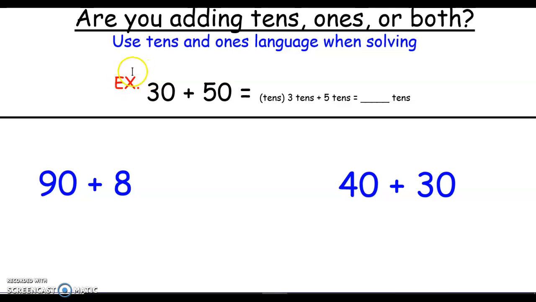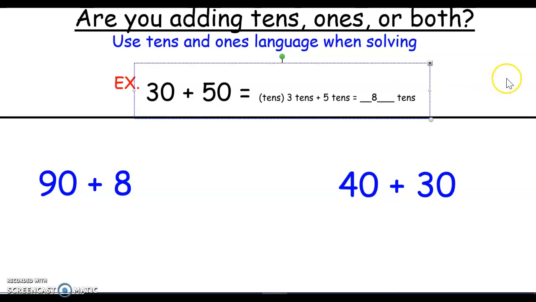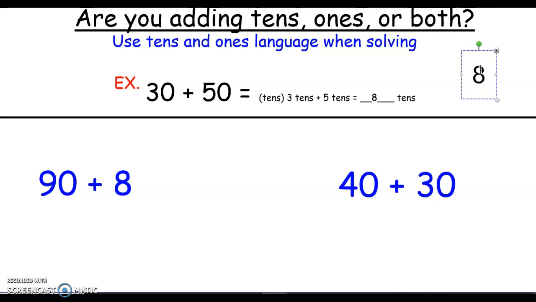So for example, this says 30 plus 50 equals, okay, or in our brain we can think this is 3 tens plus 5 tens equals how many tens? Okay, if the 0 throws you off, just pretend it's not there for right now, right? Like 3 plus 5, I bet you can do that. Grab the 5, 6, 7, 8. Well, that's 8 tens. What's that number? Yep, you're right. That's 80.